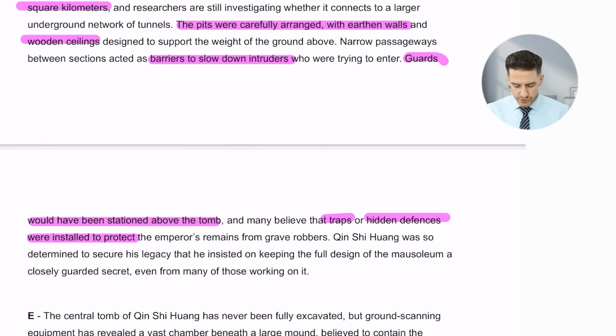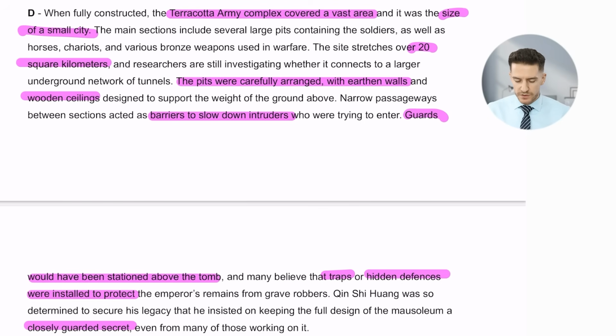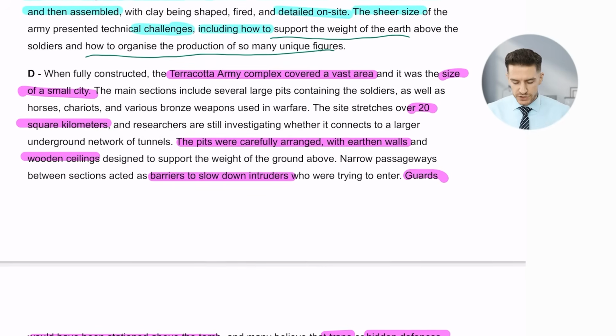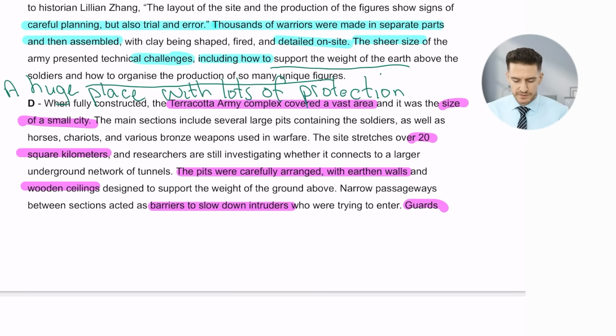Qin Shi Huang was so determined to secure his legacy that he insisted on keeping the full design a closely guarded secret. So there are some different ideas in there, but when I think about giving this one a title, what I think of is it's talking about how big the Terracotta Army complex is, and it's also talking about security. So if I was going to give this a title, I'd say something like this: a huge place with lots of protection. Okay, that's the main idea of this paragraph.